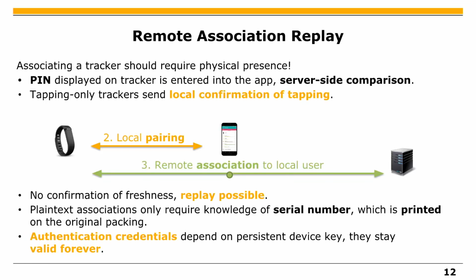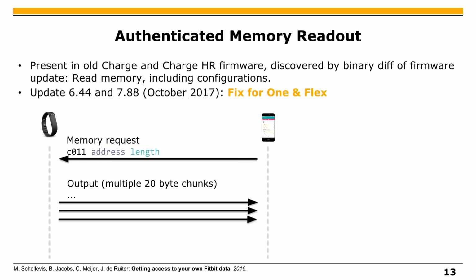Now the fun part is if you have authentication credentials, you just get them once from the app or from overhearing some other pairing or something like this. They stay valid forever because they are bound to the encryption key that is stored on the tracker. So you cannot exchange something there. So forever valid authentication credentials is the big flaw here. And then you can have fun.